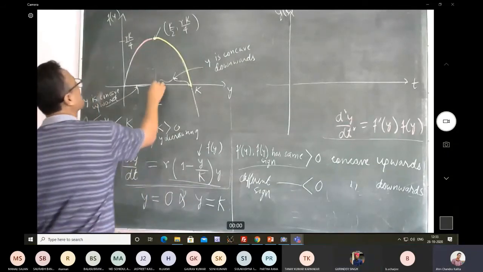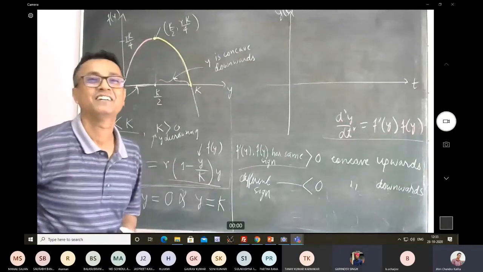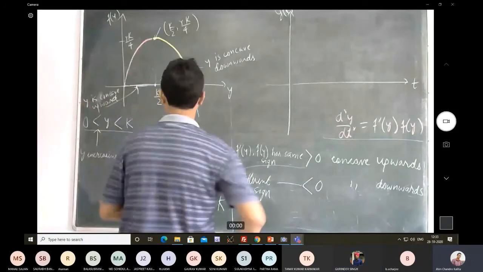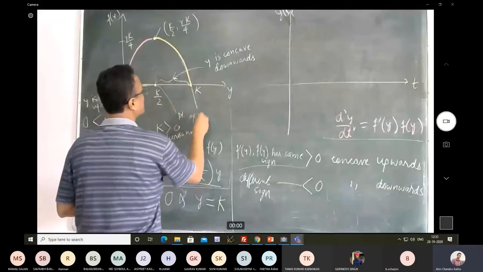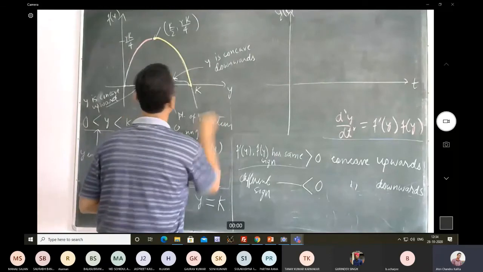And what is this k by 2? K by 2 is a point of what? Point of inflection, right? K by 2 is a point of inflection. Oh my God, I have so many information here.